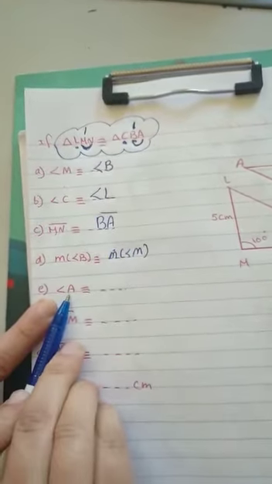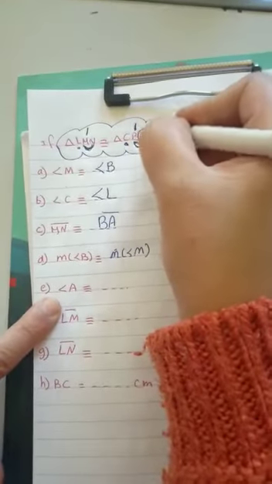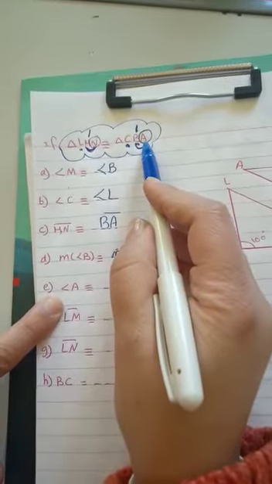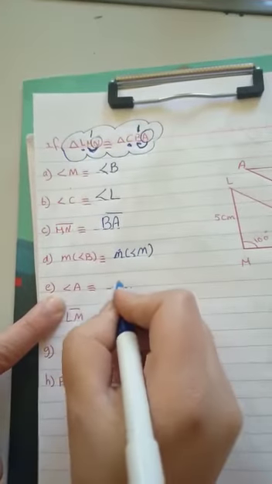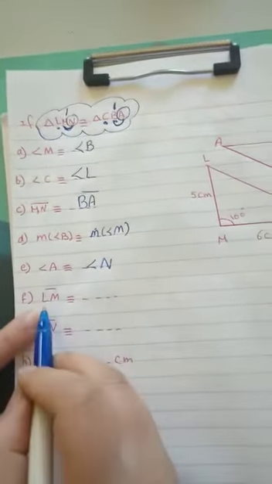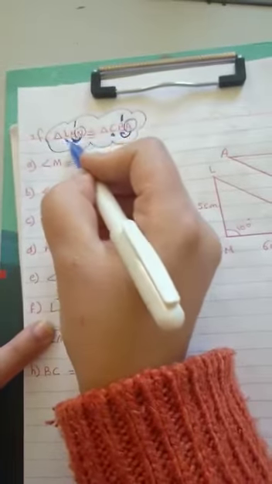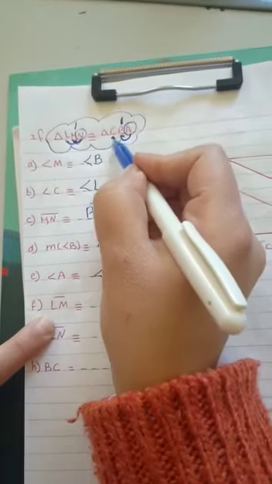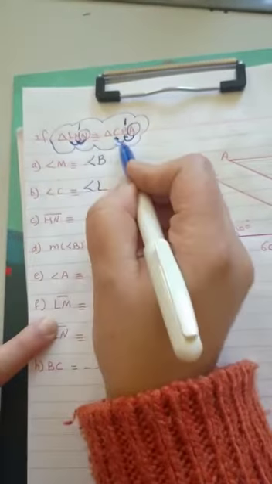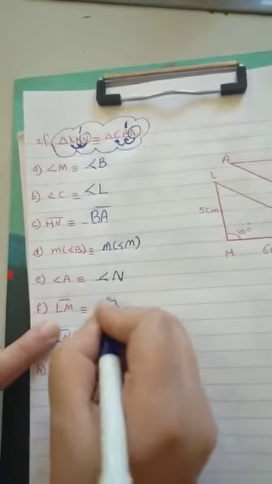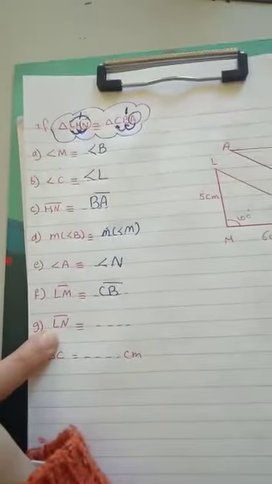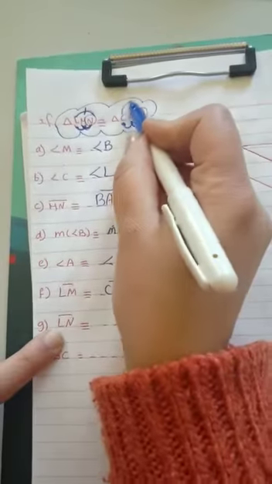Angle A. Which is angle A? Here. Which corresponding letter? N. So angle A is congruent to angle N. The side LM corresponds to CB. LN corresponds to which side? CA.